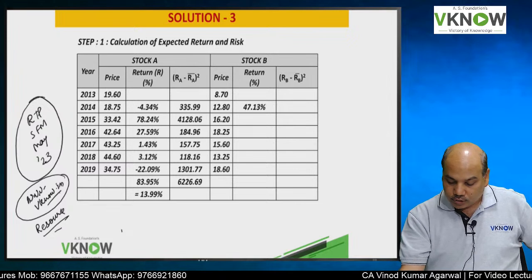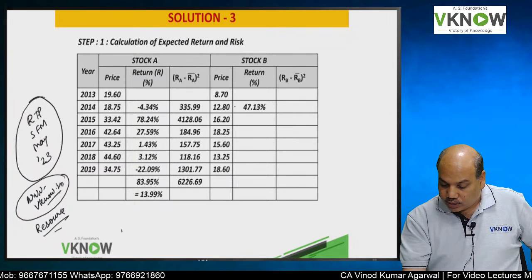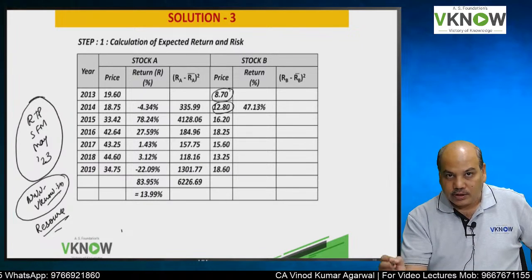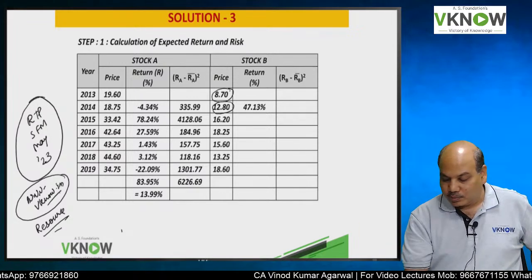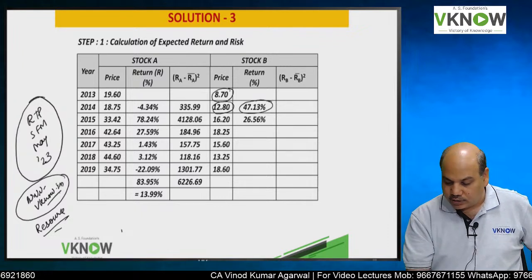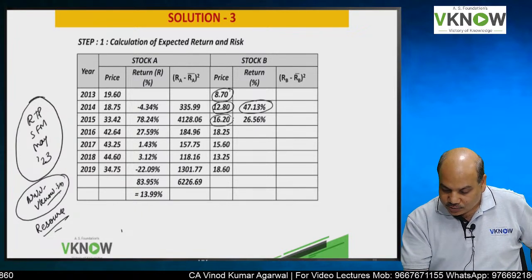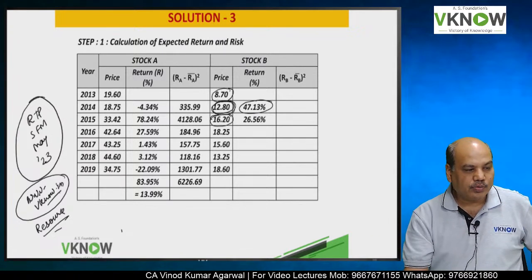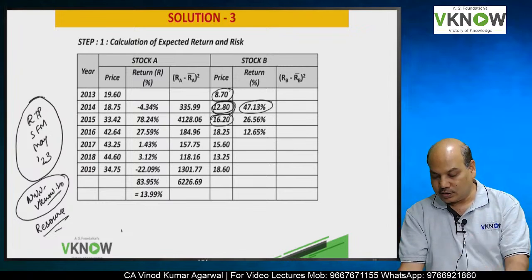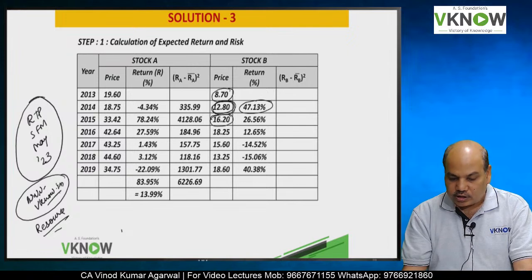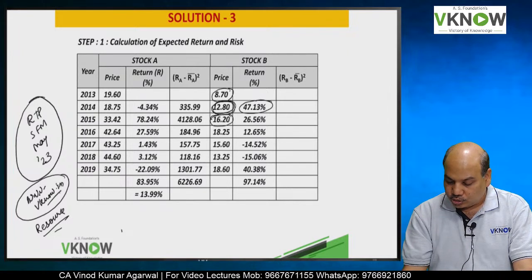Okay, now I will tell you one number, how do you get it. First you take 12.80 minus 8.70 divide by 8.70 into 100. So you will get 47.13. Next 16.20 minus 12.80 divide by 12.80, 26.56. Now do this process and you will get these numbers. Check it.